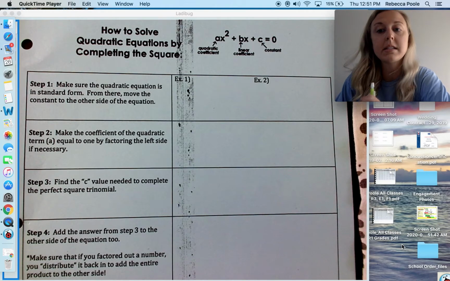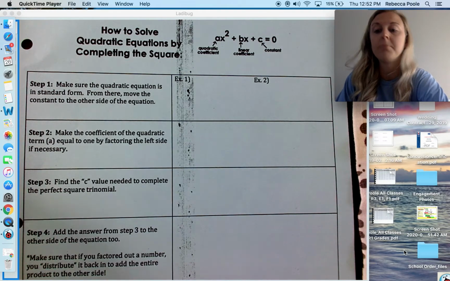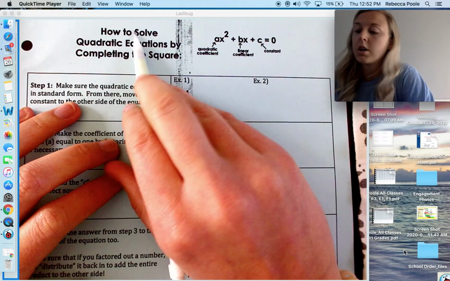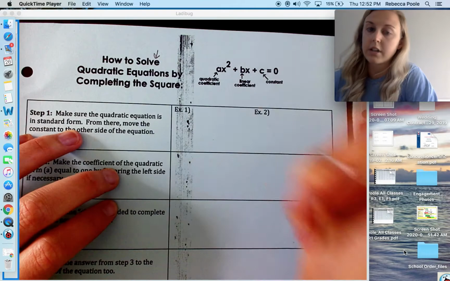But in this lesson, I'm going to teach you guys how to complete the square again, because it's been a while since we've done this. So just to review, you can solve a quadratic, and remember, solve means we're finding the x-intercepts.